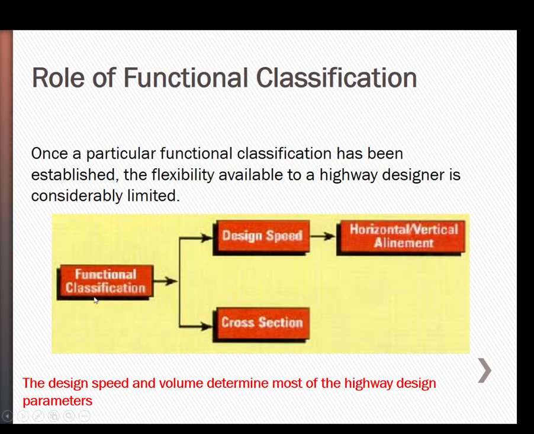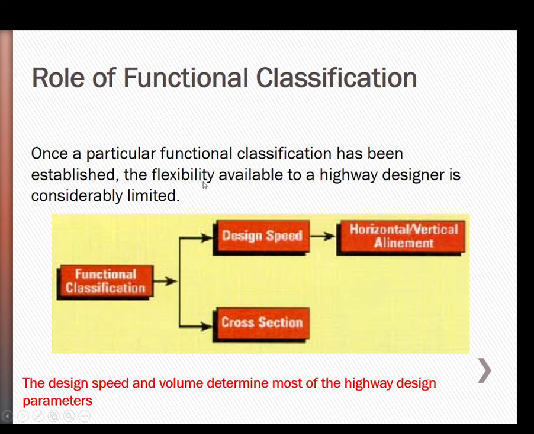The role of a function classification is very simple. Once you know the gender of the baby, you want to give it a name. Exactly the same thing. Once you know the function classification of the road, you're going to figure out the design speed. You're going to figure out the components of the cross-section, mainly how many lanes, and other things in the cross-section. And from the design speed, you're going to do all the geometric design that you want.